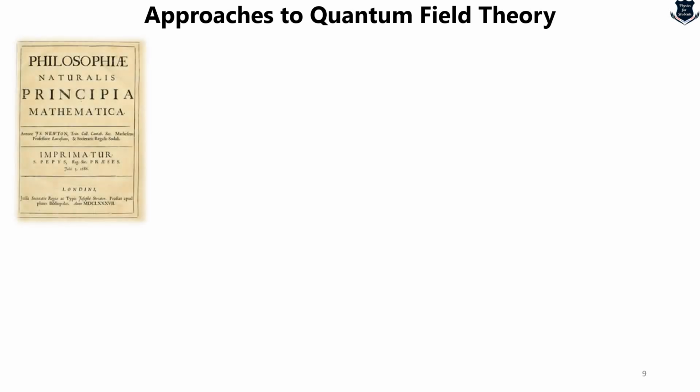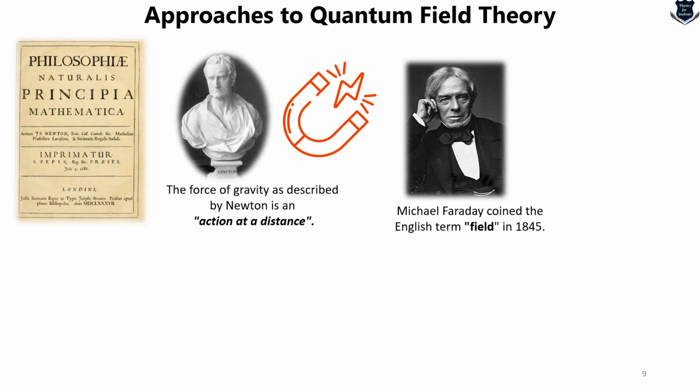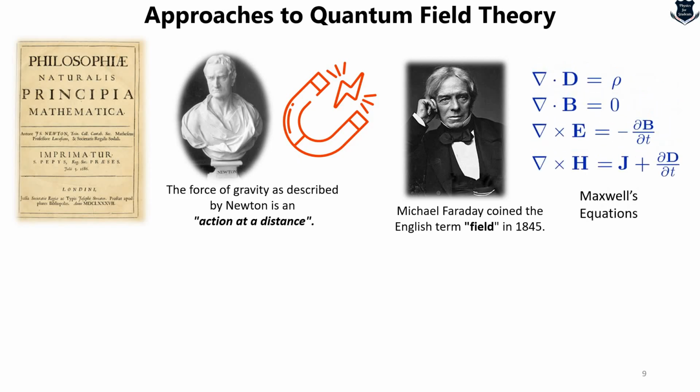Now, in order to understand that, if you go by the origin of how we started understanding physics or mechanics, it basically started with Newton's Principia Mathematica, in which he described the force of gravity as action at a distance. Then came electricity and magnetism, where the term field was itself coined by Michael Faraday. And then came Maxwell's equations, which united electricity and magnetism. So Newton's Principia Mathematica along with Maxwell's equations were going very well for centuries.